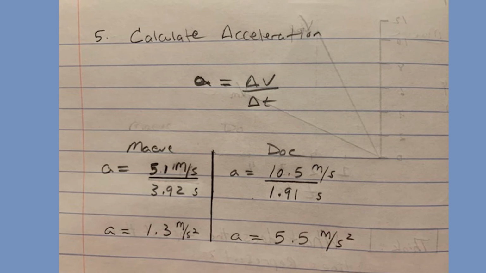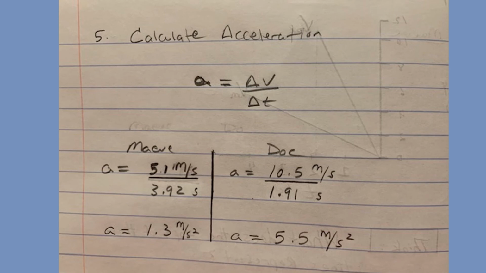The total time it took her to travel 10 meters was 3.92 seconds. And so if you divide that out, you're going to see that her acceleration was 1.3 meters per second squared, which means 1.3 meters per second per second. So every second she's accelerating another 1.3 meters per second. Doc, on the other hand, his change in velocity was 10.5 meters per second, and it took him 1.91 seconds to cover the 10-meter distance. Again, if you divide that out, you'll see that his acceleration was 5.5 meters per second squared.